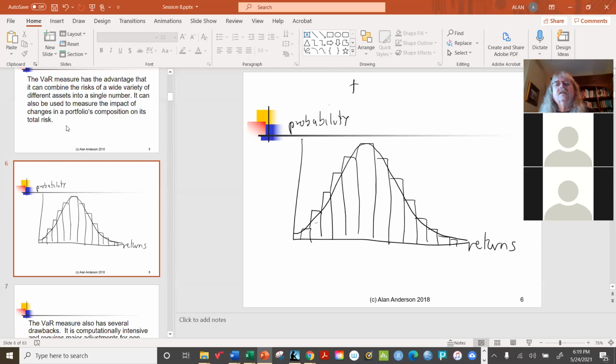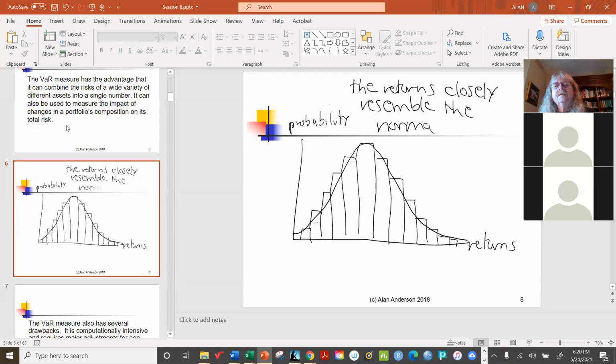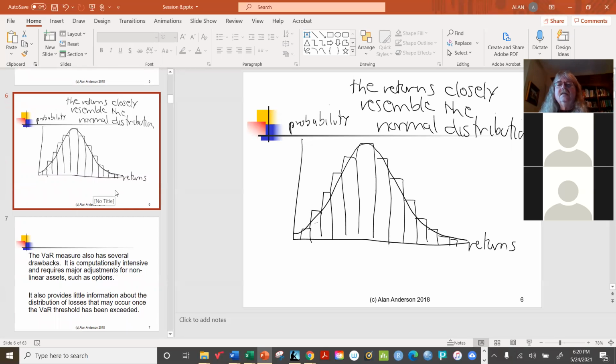Okay, so in other words, the returns closely resemble the normal distribution. Now, I'm sure you've heard of the normal distribution. You might have started to figure out how it works, but the important detail here is that the normal distribution resembles a bell-shaped curve, and it has a lot of other useful properties that we often assume that returns to stocks have.